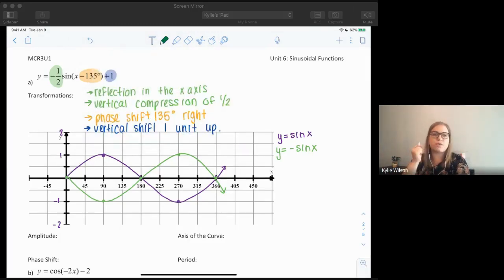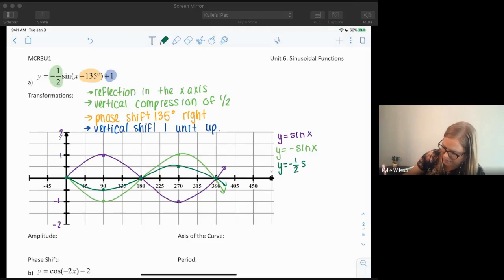Now we will account for the compression. So it's a vertical compression. So I multiply all of my y's by 1/2. All of my y's get multiplied by 1/2, which isn't too bad here because all of my y's are either 0, 1, or -1. So it makes it nice and easy to graph those. So that would be y equals negative 1/2 sine x.